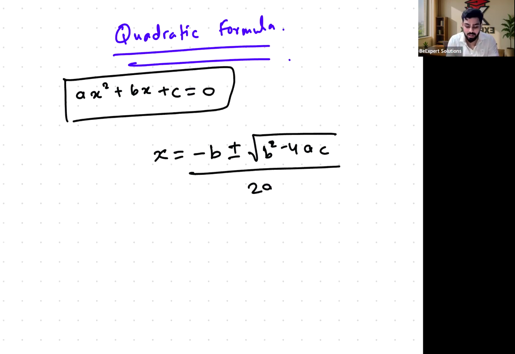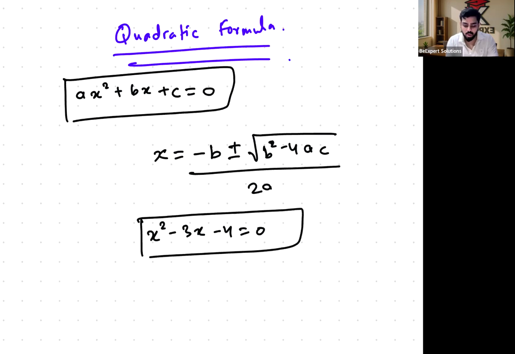Let's say we have the equation x square minus 3x minus 4 is equal to 0. I have to solve it through the quadratic formula. First of all, you write down what a is. If you compare it with the equation ax square plus bx plus c, what is attached with x square? Nothing. If there is nothing, there is 1. So a is 1. What is b? The coefficient of x, which is minus 3. Coefficient means the number that is attached to that variable.